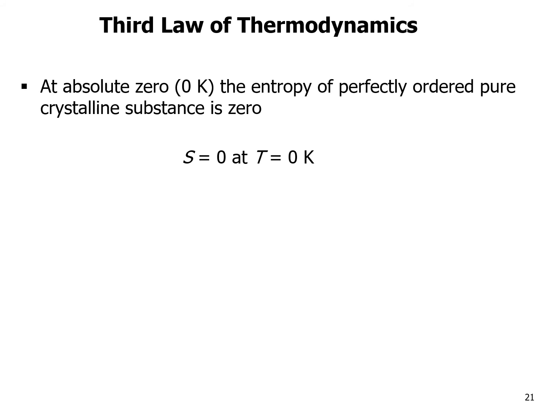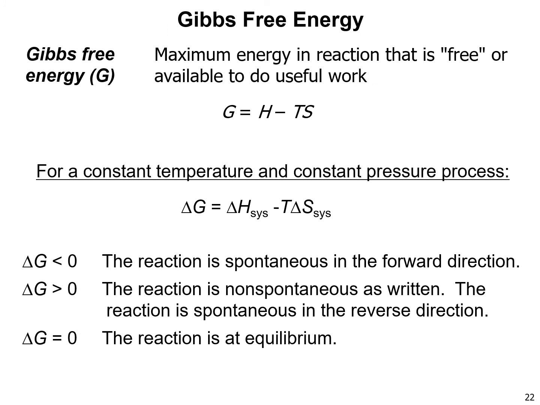Now, what I just told you, in order to predict, we still don't know how we can predict if a reaction is spontaneous or not. In order to predict if a reaction is spontaneous or not, there was another term that was introduced, which is called Gibbs free energy. This is sometimes also referred to as Gibbs energy or free energy. What is this? This is the maximum energy in a reaction that is free or is available to do useful work.